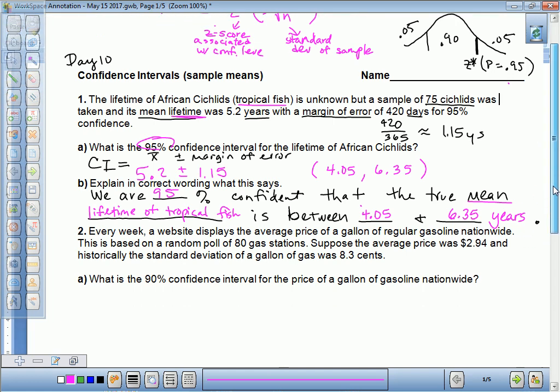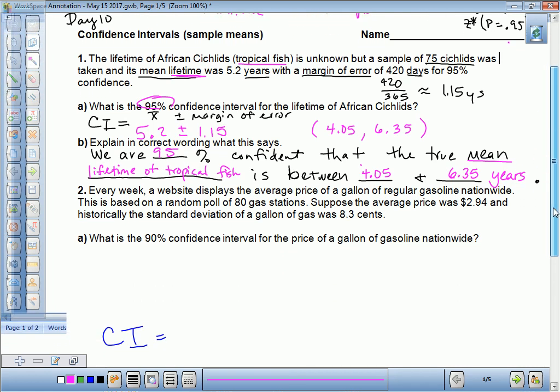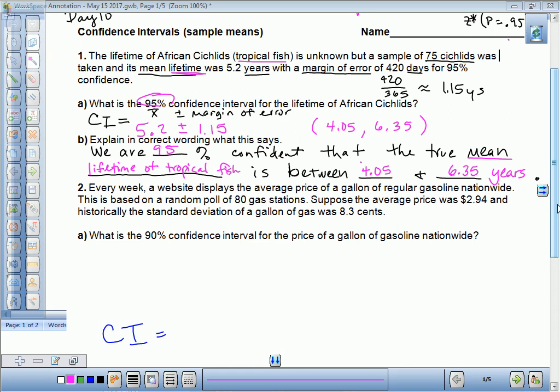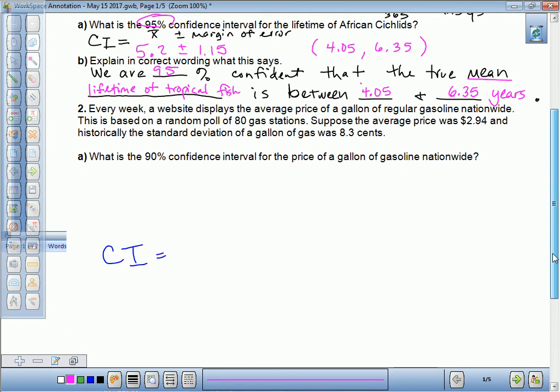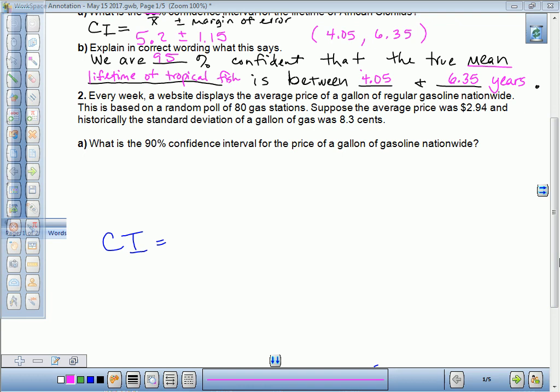Okay, now number 2 is a better problem because we do have to work more of it. So, number 1 warmed us up. Let's take a look at number 2. Every week a website displays the average price of a gallon of regular gasoline nationwide. This is based on a random poll. This is good that it's random.